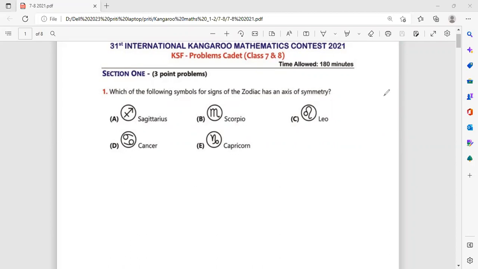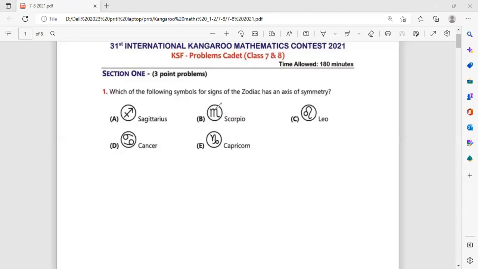So let's just start. Which of the following symbols for signs of the zodiac has an axis of symmetry? Now, axis of symmetry means that if you draw the axis of symmetry and you fold it, both the figures have to overlap on each other.